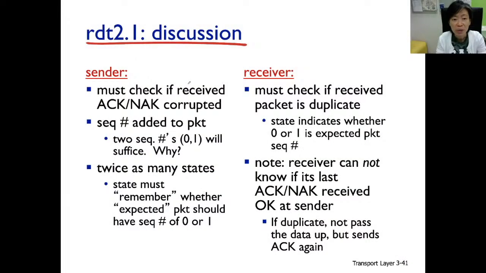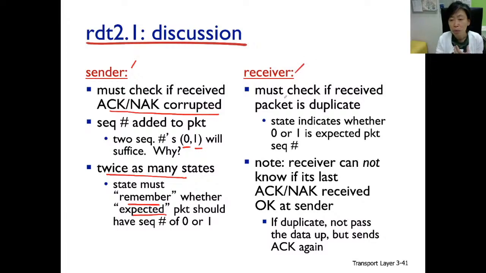Now, this slide is called discussion, but what it does is really the summary of 2.1. At the sender side, what's special is this: the sender checks whether the ACK/NAK is corrupted. Now, in order to prevent having duplicate packets, the sender side also assigns a sequence number to the data packet sent. So it's either 0 or 1. And in order to track data packets carrying the sequence number, there are now twice the amount of states and twice the amount of transitions. So the states somehow need to remember what the expected sequence number is.